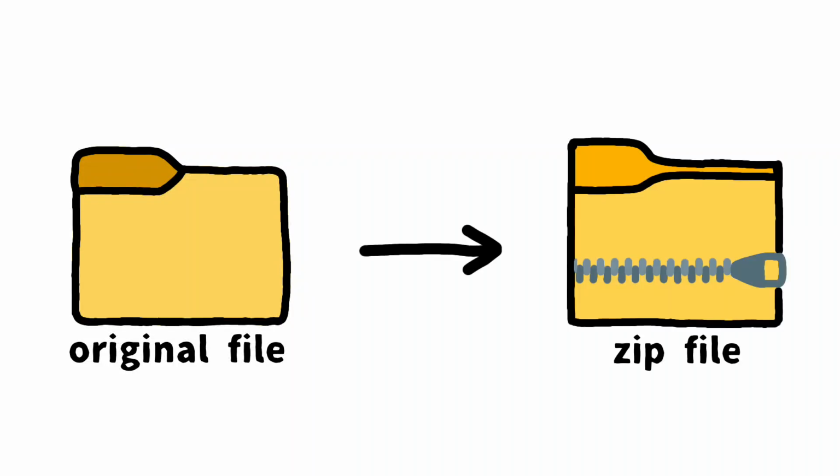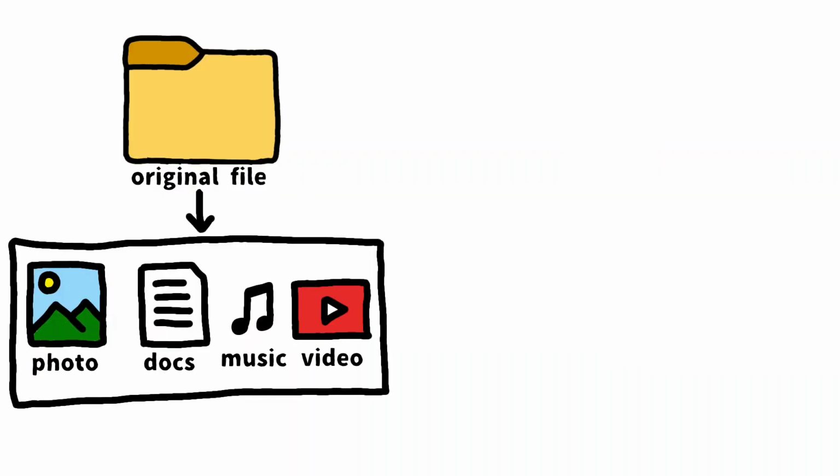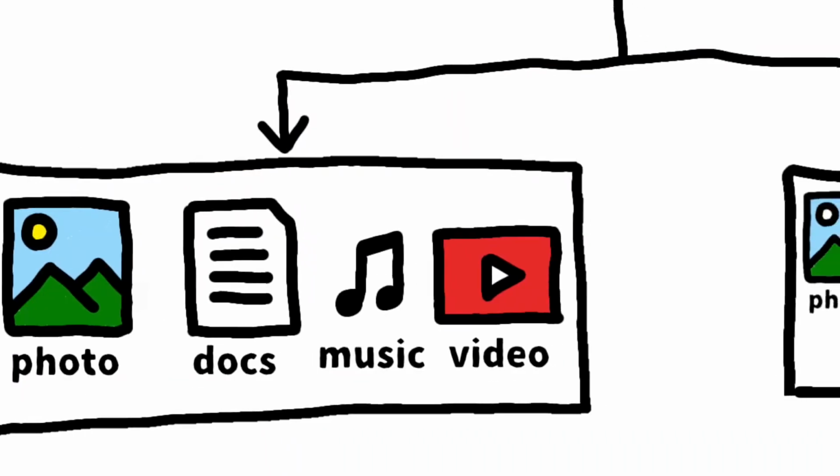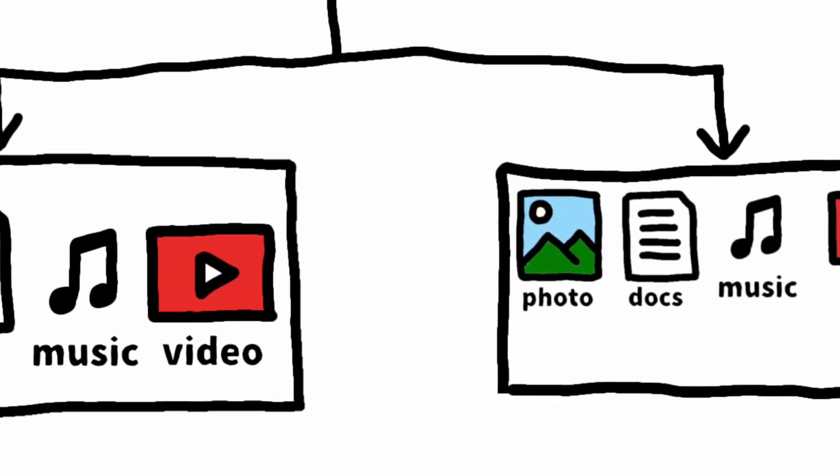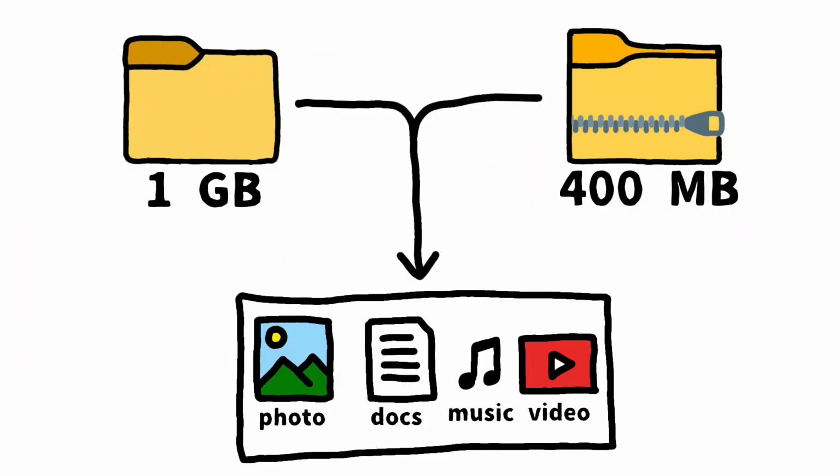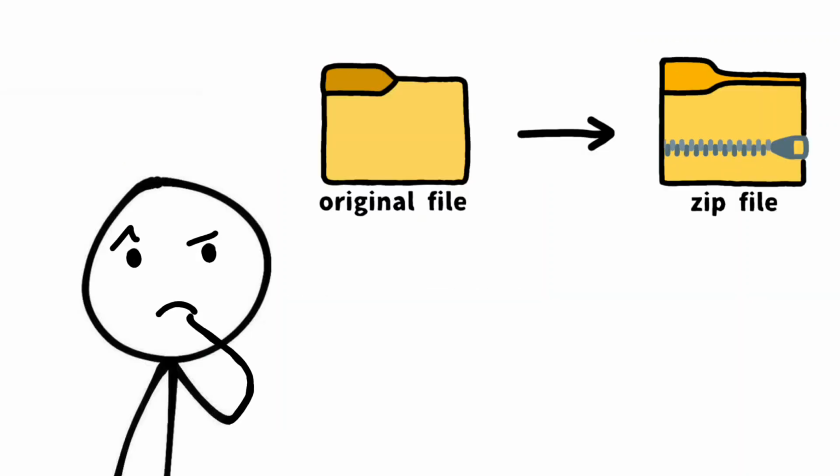Every time you zip a file, the same information takes up less space. No data is deleted, nothing is removed. The file becomes smaller, but everything is still there. So how does that actually work?